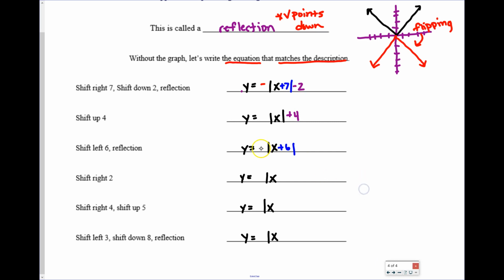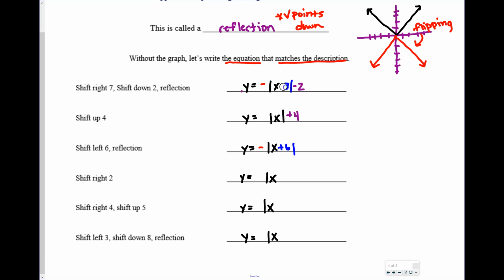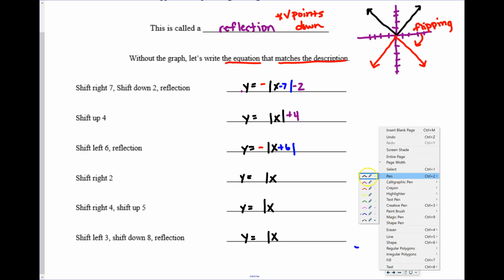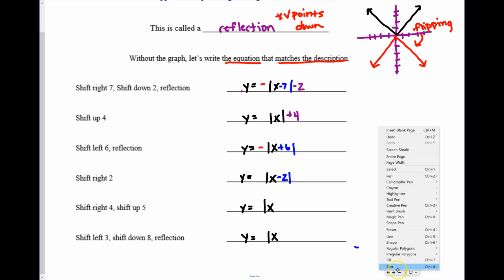And I also realized I made a mistake up here. This up here should be a -7. See how it's even easy for me to make a mistake, because when I see right 7, I think +7, but it's the opposite when it's inside. Okay. The next one, shift to the right 2. Well, we just talked about that. That's actually going to be a -2 on the inside.